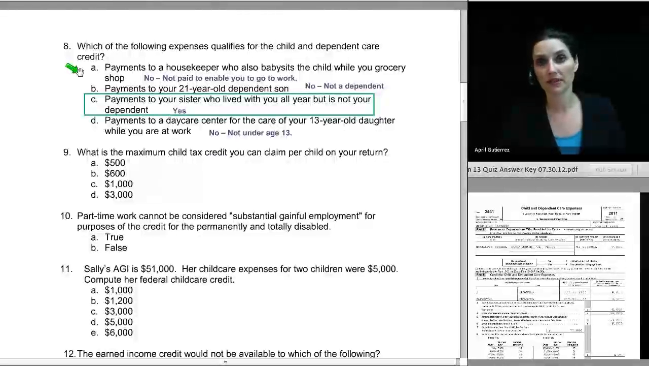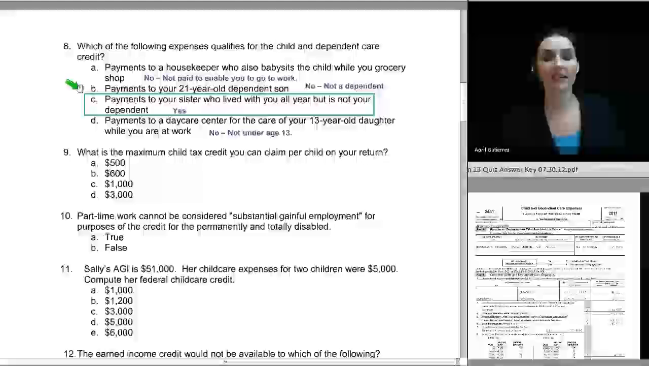One is you're paying a housekeeper and you don't get a credit for the cost of housekeeping. The second problem is you didn't pay the expense to go to work. Going grocery shopping is not work unless you happen to be a professional shopper, right? So A is simply not a correct choice. Then we have B, payments to your 21-year-old dependent son. No, the son is not under age 19, but he is a dependent, and you may not claim a credit for money paid to a person who is your dependent.